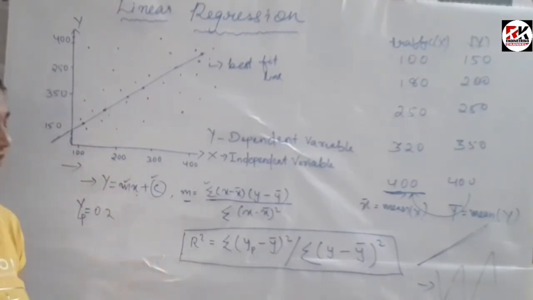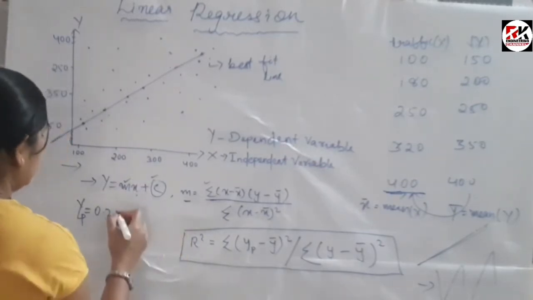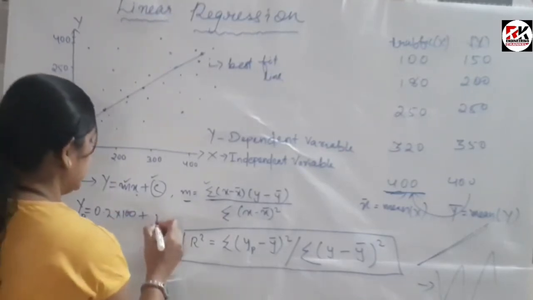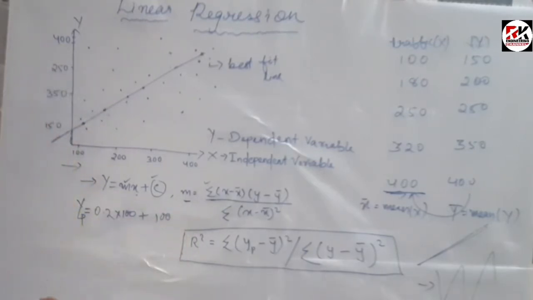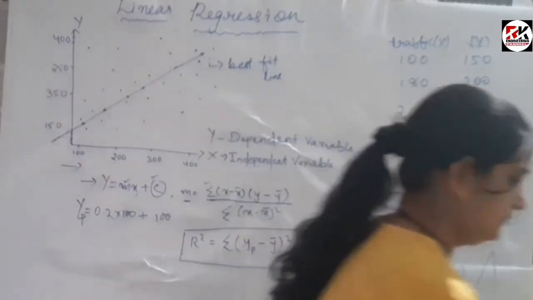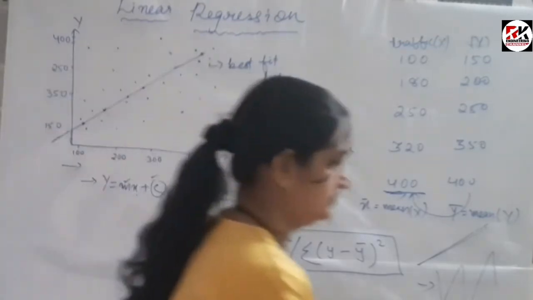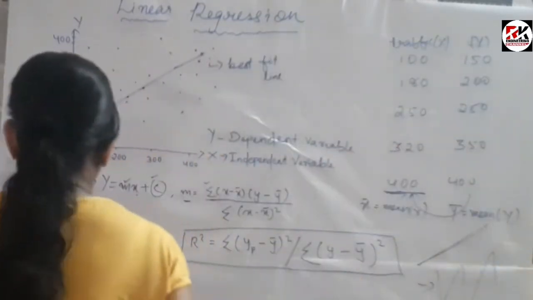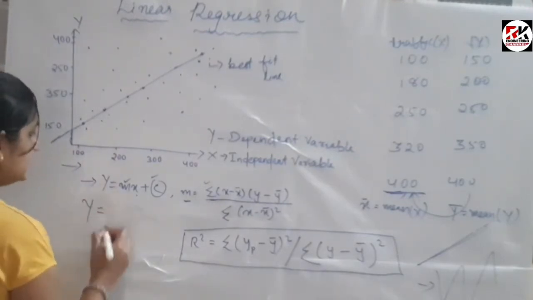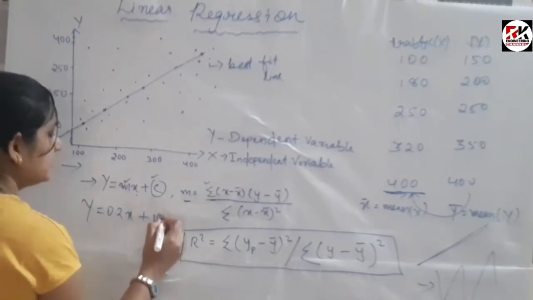Suppose randomly I am taking the value m as 0.2 and x as 100. Into 100 plus c, I am getting 100, so the c value is 100. When I solve this equation, after getting the c and m values, I get y is equal to 0.2x plus c, which is 100.